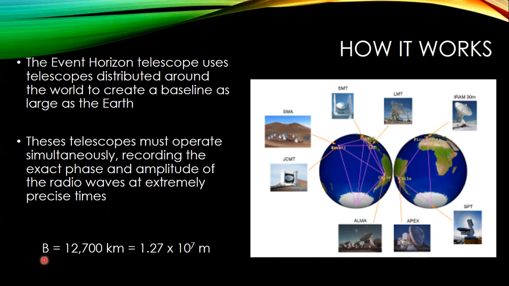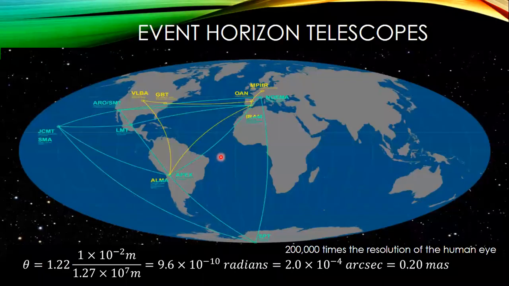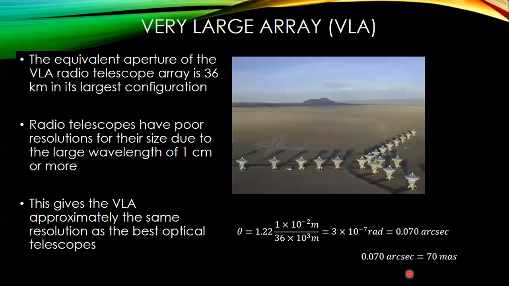Now, this provides a huge baseline, 1.27 times 10 to the 7 meters, for what they call the Event Horizon Telescope. It is not a single telescope. It's many telescopes operating throughout the world at the same time. It's sort of a virtual telescope, if you will, where the information was then recorded and then sent to a location to be basically broken down or analyzed at some later time. And you can see here, this achieved a resolution of 0.20 milliarc seconds. Let's go back. The Very Large Array, which was actually part of the Event Horizon Telescope, 70 milliarc seconds.